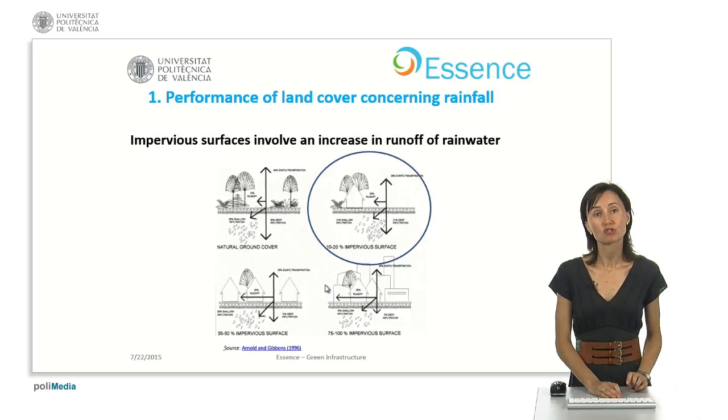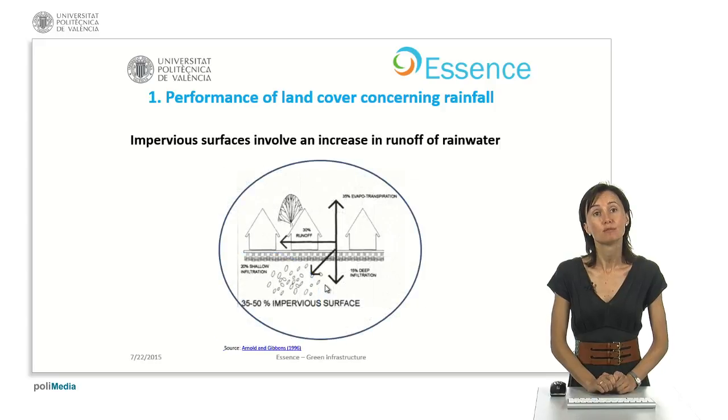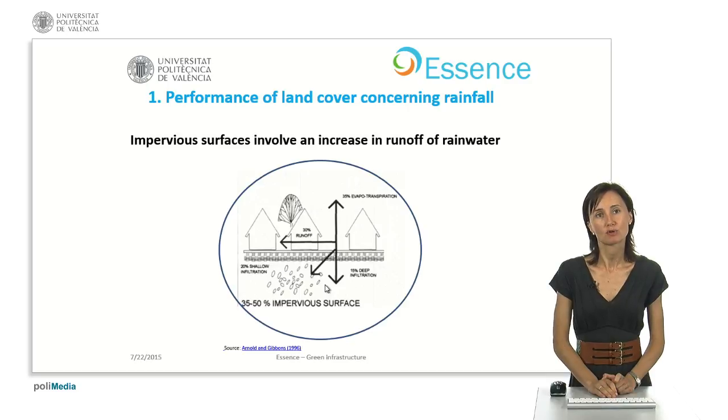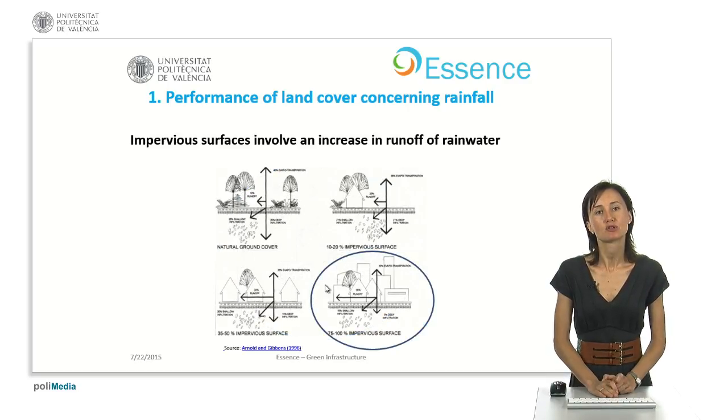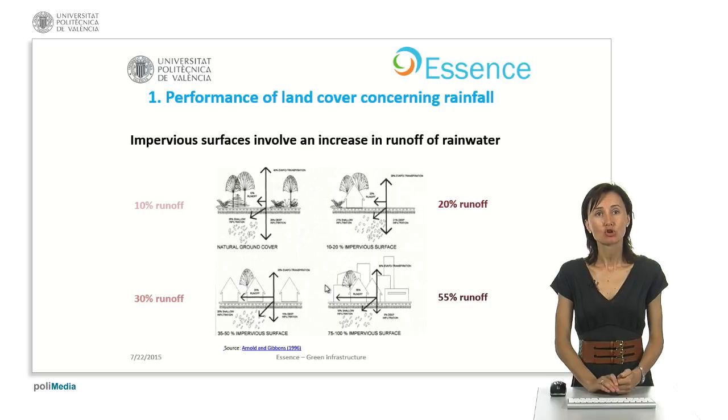When impervious surface is between 10 and 20%, runoff is 20%. When impervious surface is between 35 and 50%, runoff increases to 30%. And if the percentage of impervious surface is between 75 and 100%, runoff increases to 55%. So, the more impervious surface, the more surface runoff there will be.